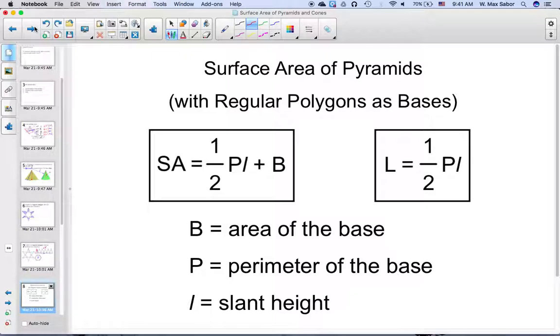So here is our surface area formula for regular pyramids with regular polygons as bases: the area of the base plus 1/2 times the perimeter of the base times the slant height. Note this only works for regular polygons. Most of the time it'll be regular polygons, but it's possible to not. And just as before, if you're talking about the lateral surface area, then you ignore the base.